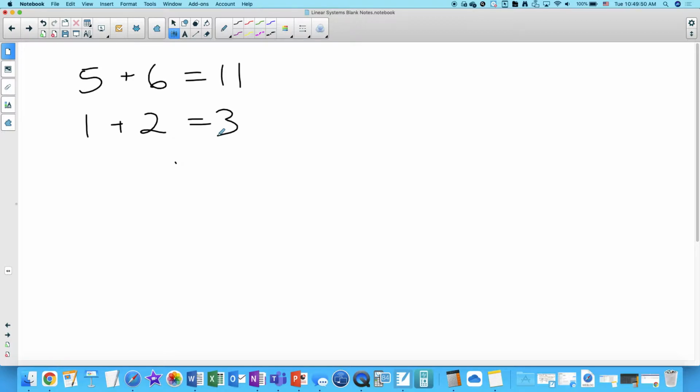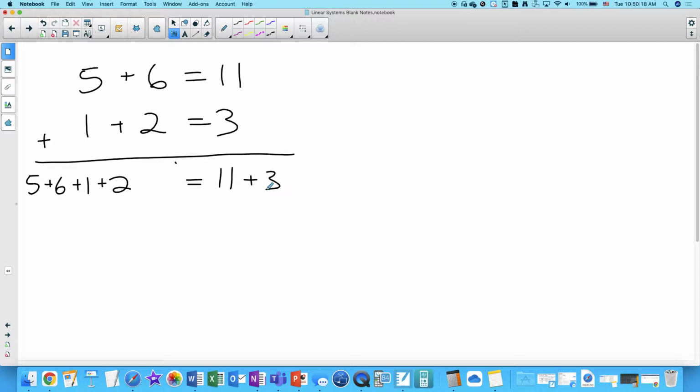Yeah? Okay, awesome. All right, now, what I can do here is I can take two equations that are different from one another, and if I add them together, I'm going to get a new equation. What I want to see is if the equality holds up there too. Okay, so on this side, I'm going to have 5 plus 6 plus 1 plus 2. It's on the left side. On the right side, I'm going to have 11 plus 3. All right, is this third equation also true? Yes. Okay, so we are allowed to add equations together to get a new equation where equality still holds up.